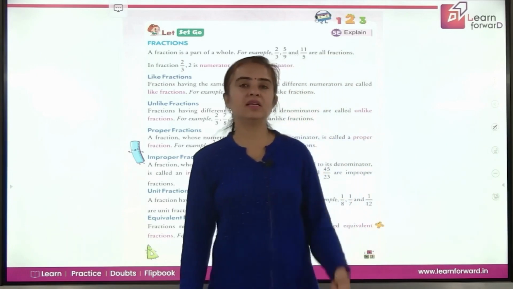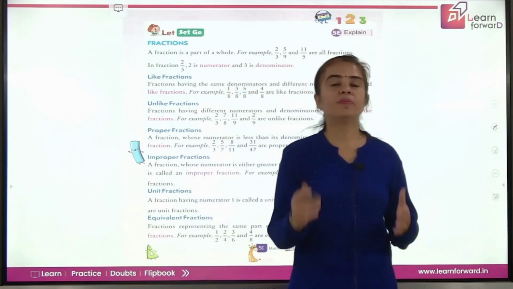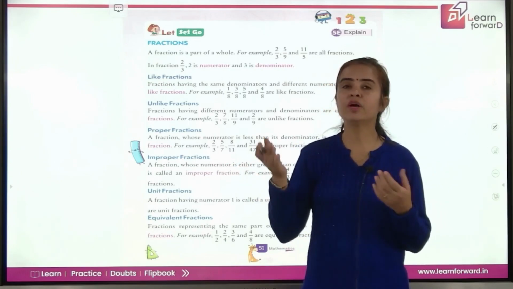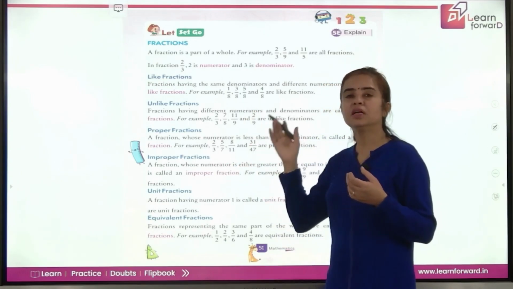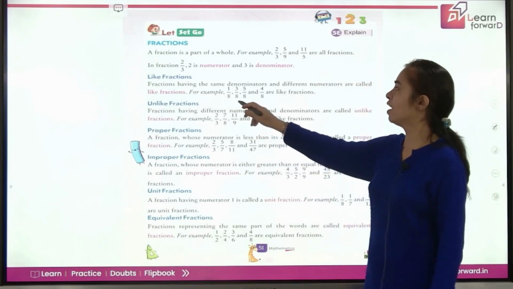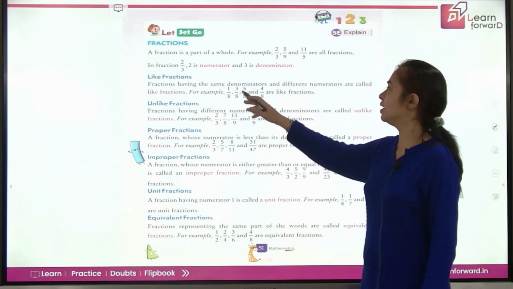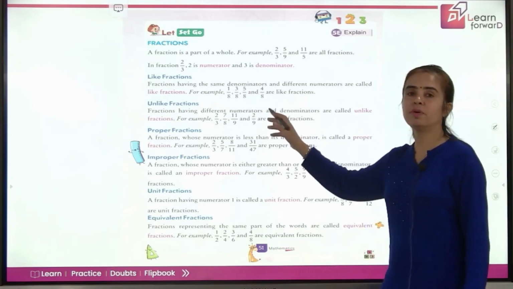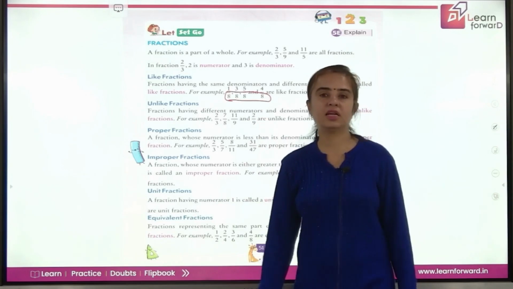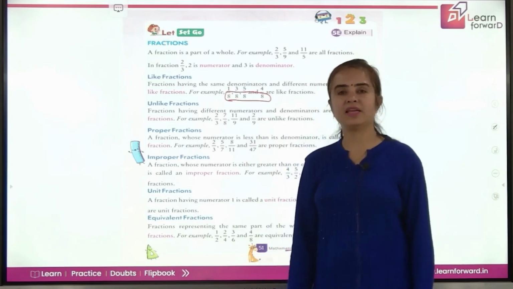First category is like fractions. So, by like, what do you mean? Something is the same, isn't it? So, what is the same in like fractions? The denominator is the same in like fractions. So, if you have the fractions 1 by 8, 3 by 8, 5 by 8, 4 by 8, what you see here is that all of these have the same denominator 8. So, these are called like fractions.